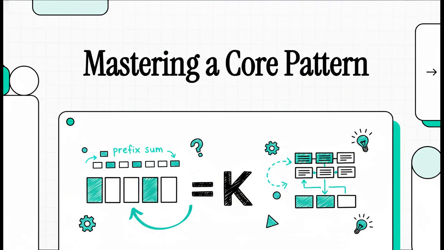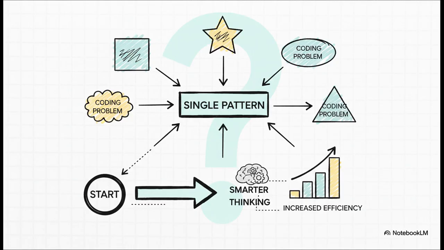Hey everyone, welcome. So today we're going to dive into a really classic coding problem, finding the longest subarray of numbers that adds up to a specific value, k. But here's the thing, this is way more than just solving one puzzle. We're about to unlock a core pattern that's going to totally change how you look at a whole bunch of other coding challenges. I mean, really think about that for a second.